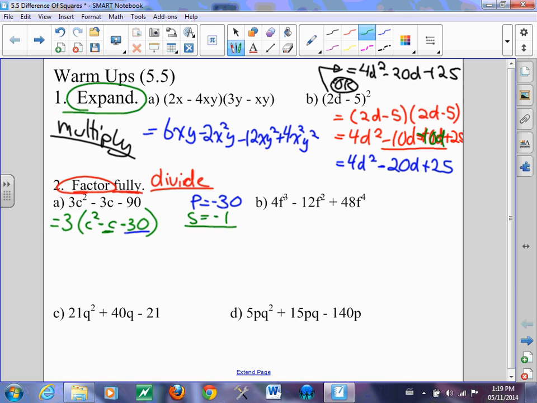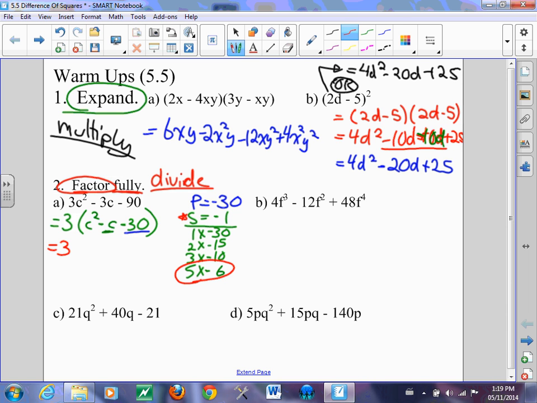Now we have to figure out, hey, our product is negative 30, so that means 1 has to be positive, 1 has to be negative, but since the sum is negative, that means the biggest number has to be negative. So 1 times negative 30, 2 times negative 15, 3 times negative 10, and 5 times negative 6. So all of those meet the product case, but only one will meet the sum case. So which one sums to negative 1? It is the 5 times negative 6.